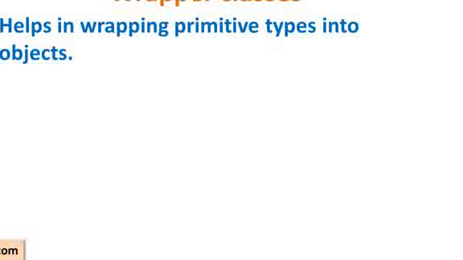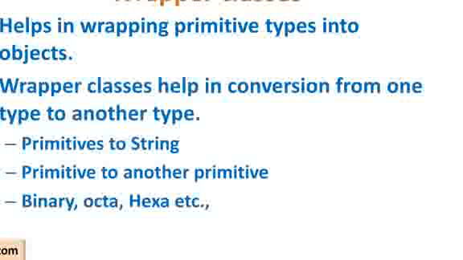And also wrapper classes help in terms of conversion. That means they can be used to convert from primitive data types to string and string to primitives, and you can also convert from one primitive to another primitive data type as well. So we'll see how these wrapper classes can be used for the conversion.